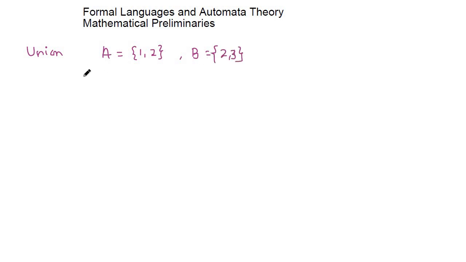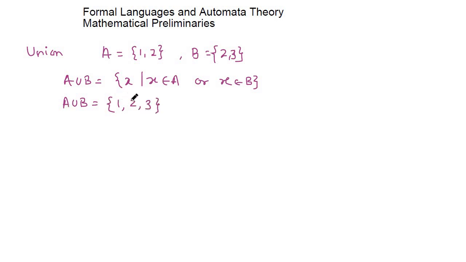So the union of the two sets contains all those elements which are either in A or in B. So A union B is defined as all such elements which are either in A or in B. Which means that A union B is equal to, since 1 is in A, 1 is here, 2 is in A, so 2 is here. There is nothing else in A. 3 is in B, so here 3. So A union B is defined as the collection of all such elements which are either in A or in B.